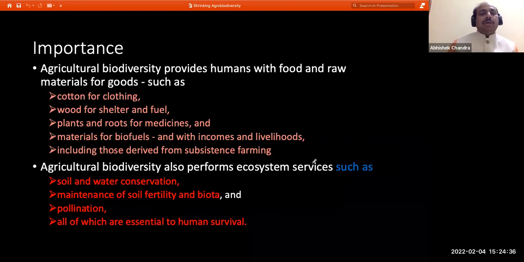So these are the important roles of agricultural biodiversity, providing human food and raw materials such as cotton for clothing, wood for shelter and fuel, plants and roots for medicines, material and biofuel, which come for livelihood, including derivatives for sustainable farming. And biodiversity also provides services such as soil and water conservation, pollination, soil fertility and biota, which are involved in below-ground biodiversity. And it is essential for human survival.